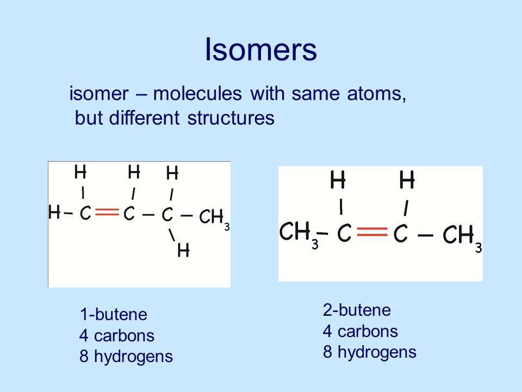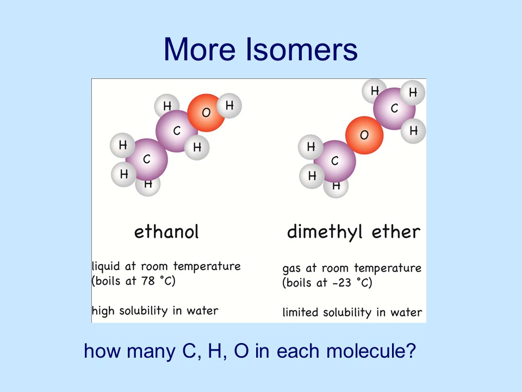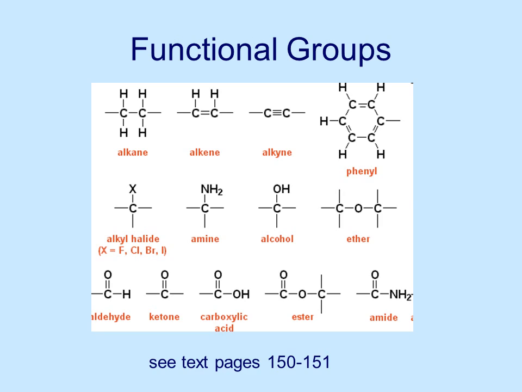Okay, here's an example of some isomers, molecules with the same atoms but different structures. 1-butene and 2-butene, for example, both have 4 carbons, both have 8 hydrogens, but they are structurally different. And here's a couple more, much more different. Ethanol and dimethyl ether each have 2 carbons, 1 oxygen, and 6 hydrogens. But they have very different properties in terms of being liquids or gases, solubility in water, reactivities, other things.